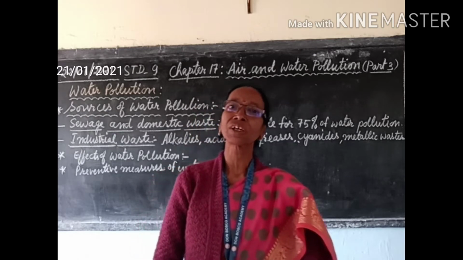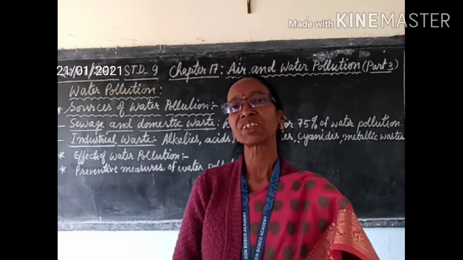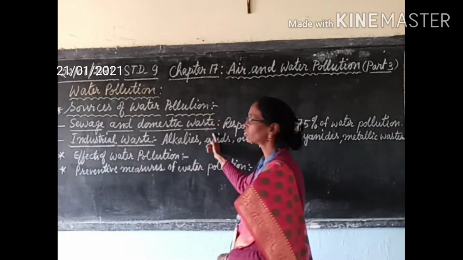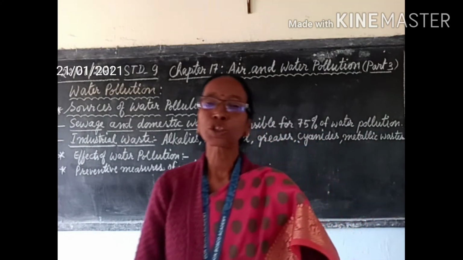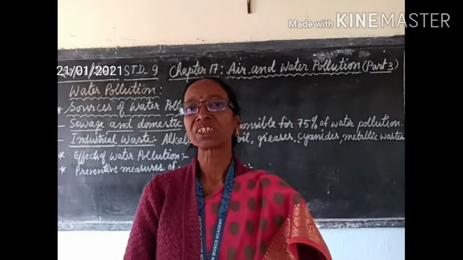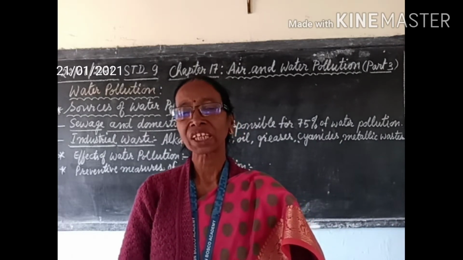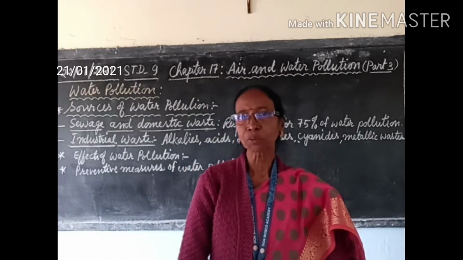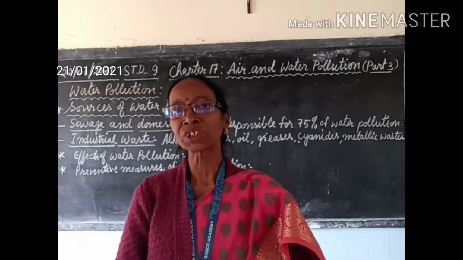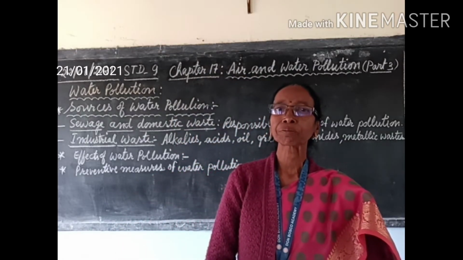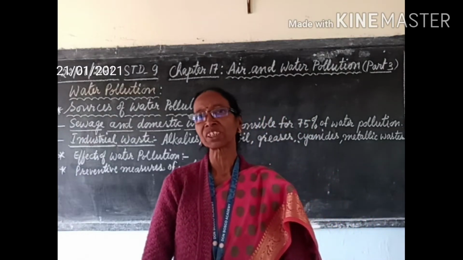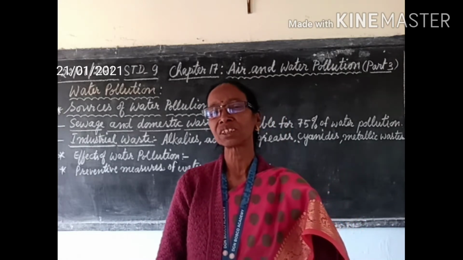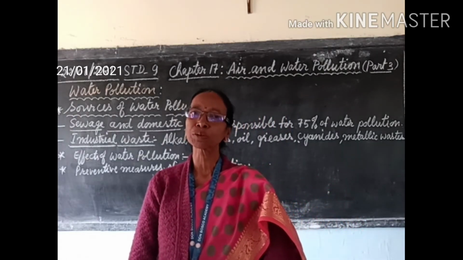What are the main sources of this water pollution? If we see, there are two main sources: sewage and domestic waste. A lot of pollution takes place in the domestic areas. Air pollution, we have already discussed. Water pollution through sewage from the domestic areas reaches through the drains to the water bodies. When the domestic waste is dumped here and there, not at a particular place, that also increases air pollution as well as water pollution.